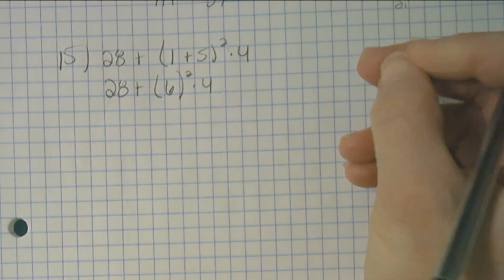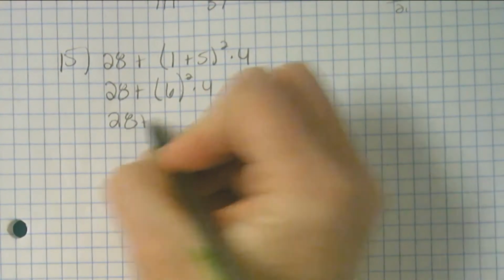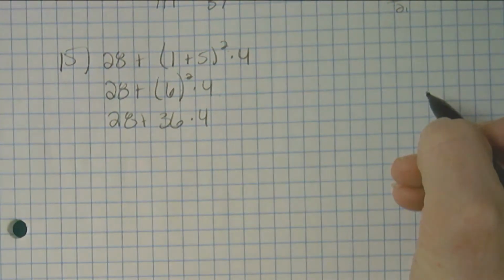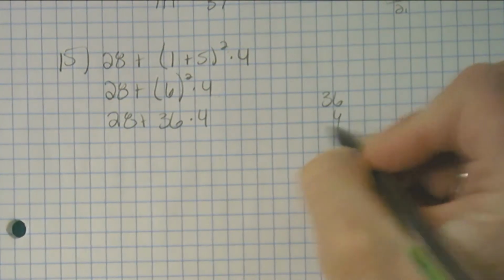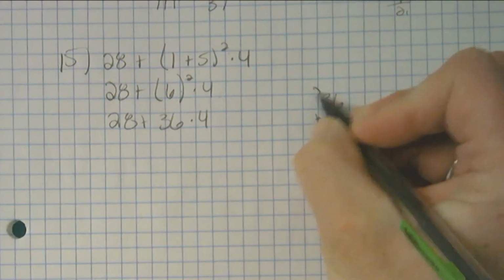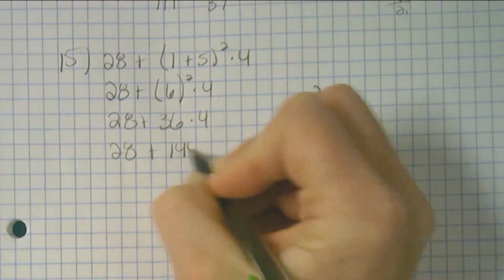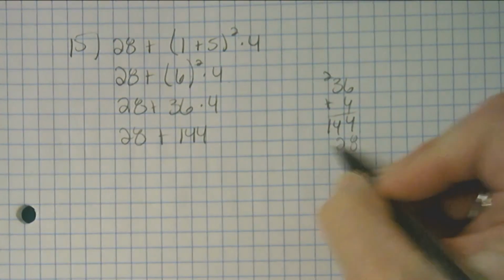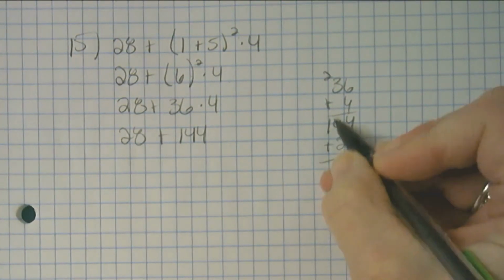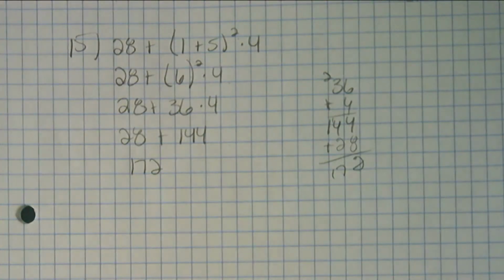Yep, I need to do my exponents. So I have to do 6 squared. So this is 28 plus 36 times 4. Now what? Mia? Multiplication. So off to the side, I'm going to do 36 times 4, which I believe is 144. Correct me if I got something wrong. All right, and then I'm going to add 28 to that. 12, carry the 1, that's 7, 172. And I hope that was our answer. Angela?